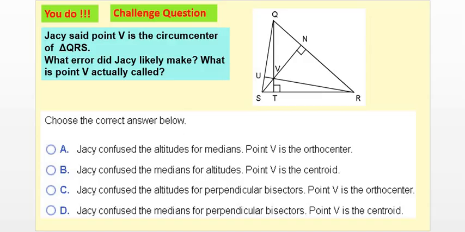Next, another challenge question. They are saying point V is the circumcenter of this triangle QRS.